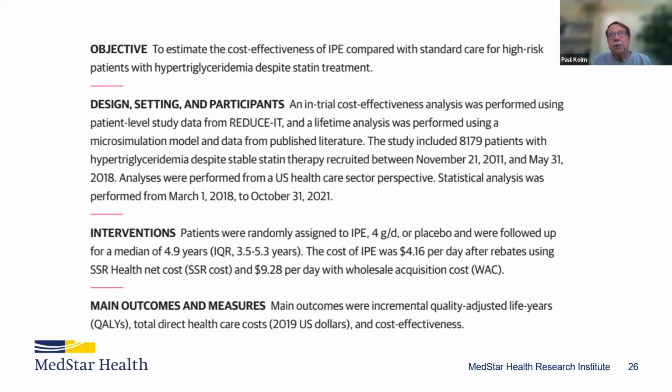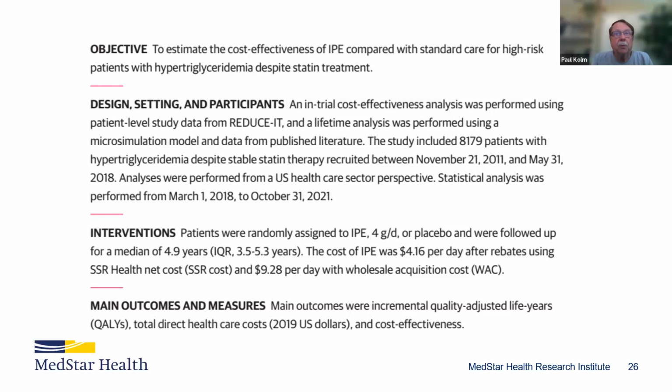And some patients, about 3,000 of the patients came from the US. Other patients were spread around different countries in the world. I think like Europe, the European countries, maybe some Eastern European countries. I don't remember exactly anymore. But we have a statement in here that analyses were performed from a U.S. healthcare perspective. So what we're doing is we're taking everybody, even though they are in different countries, but we're applying the U.S. costs to them. And I'll talk about that a little bit later.